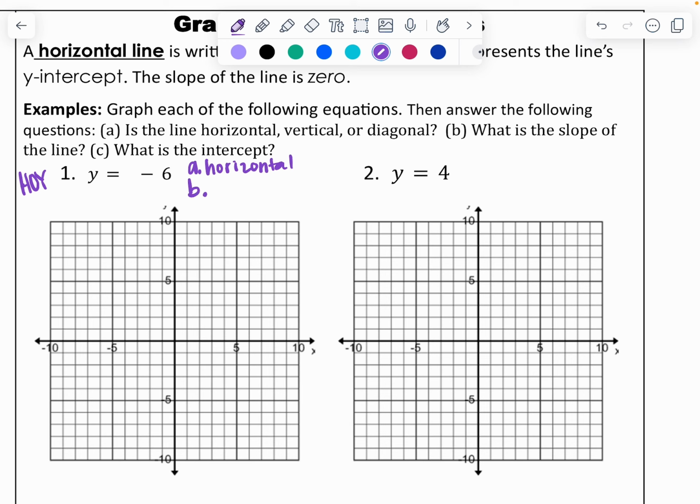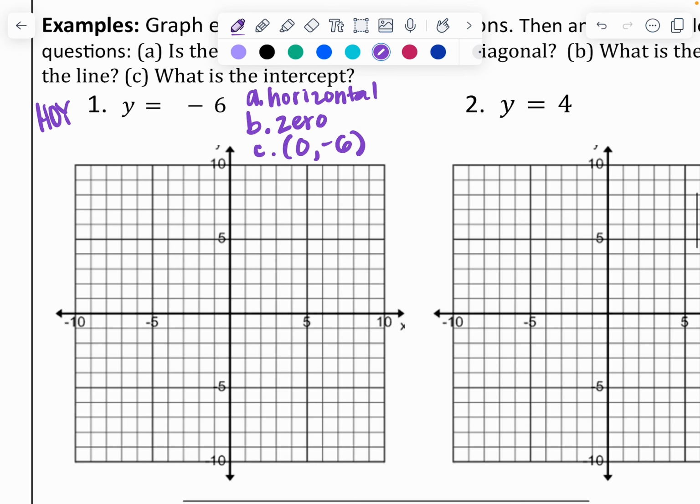The second question is, what's the slope? That O in my acronym HOY tells me that the slope is 0. And the third question is, what is the intercept? Well, my equation tells me that. My y-intercept is -6. So my x will always be 0 in a y-intercept. And that is my intercept, (0, -6). So to graph this, I start with that intercept, (0, -6). And I know it's a horizontal line. So I only really need to plot one point before I draw a horizontal or a vertical line.